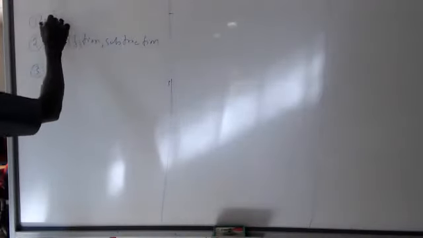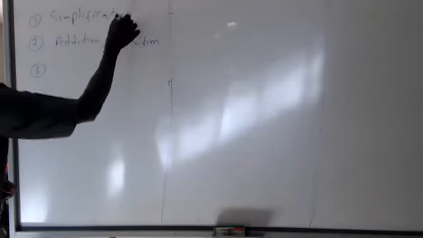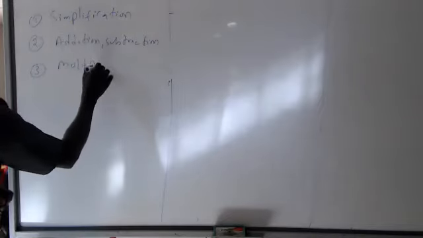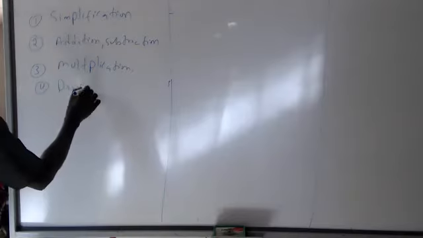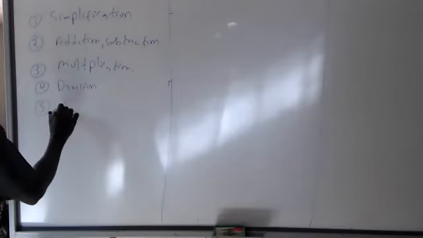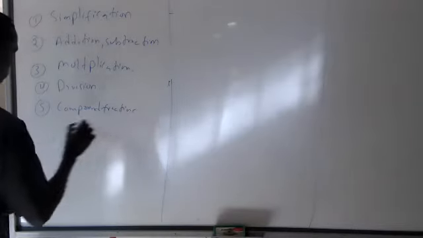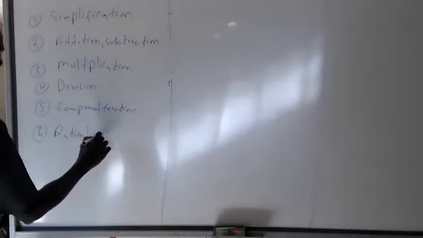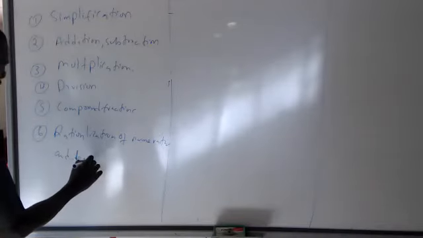So one, I put simplification. And then we will look at multiplication. These are pretty simple. Division. Then compound fractions. How do you simplify them? Compound fractions. And lastly, rationalization of numerator and denominator.